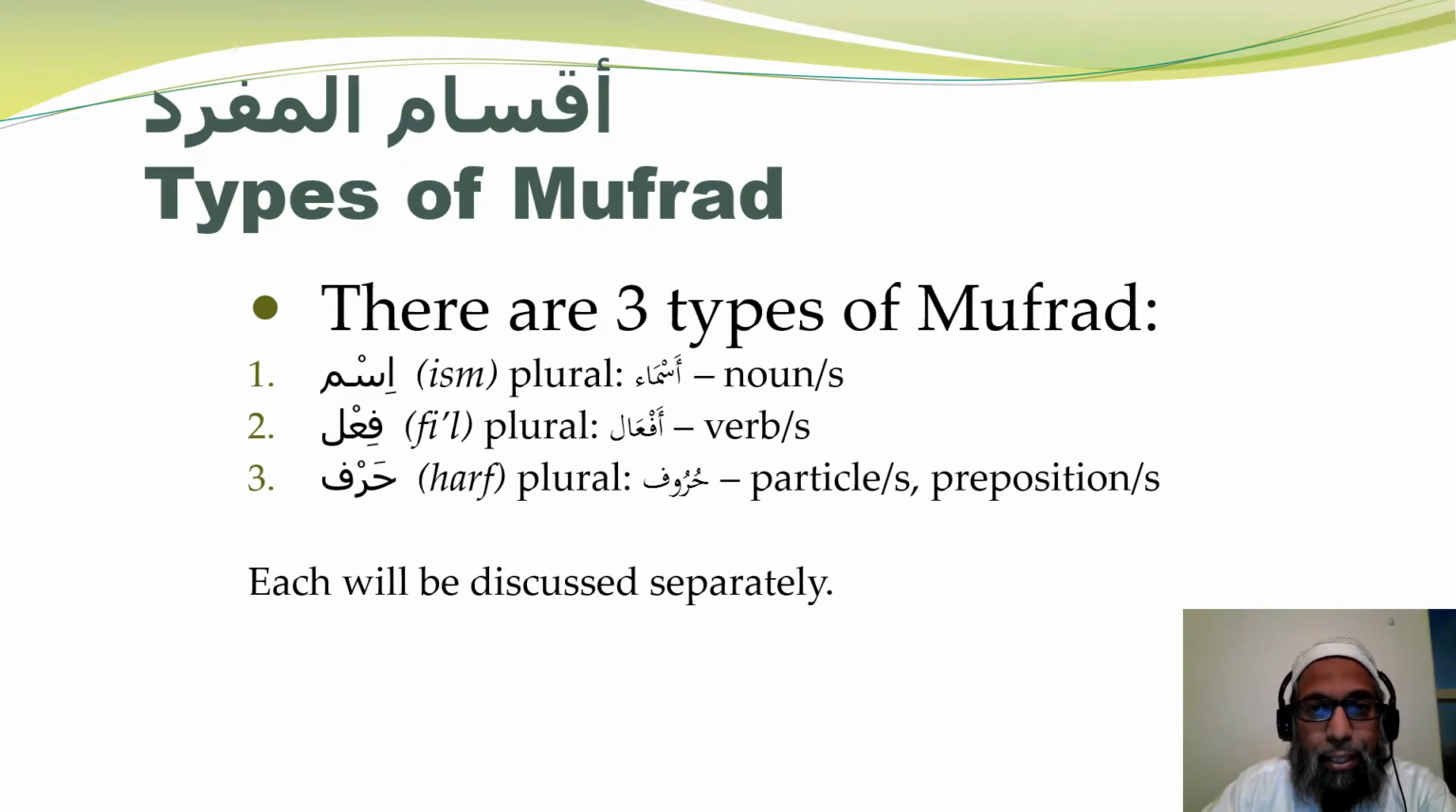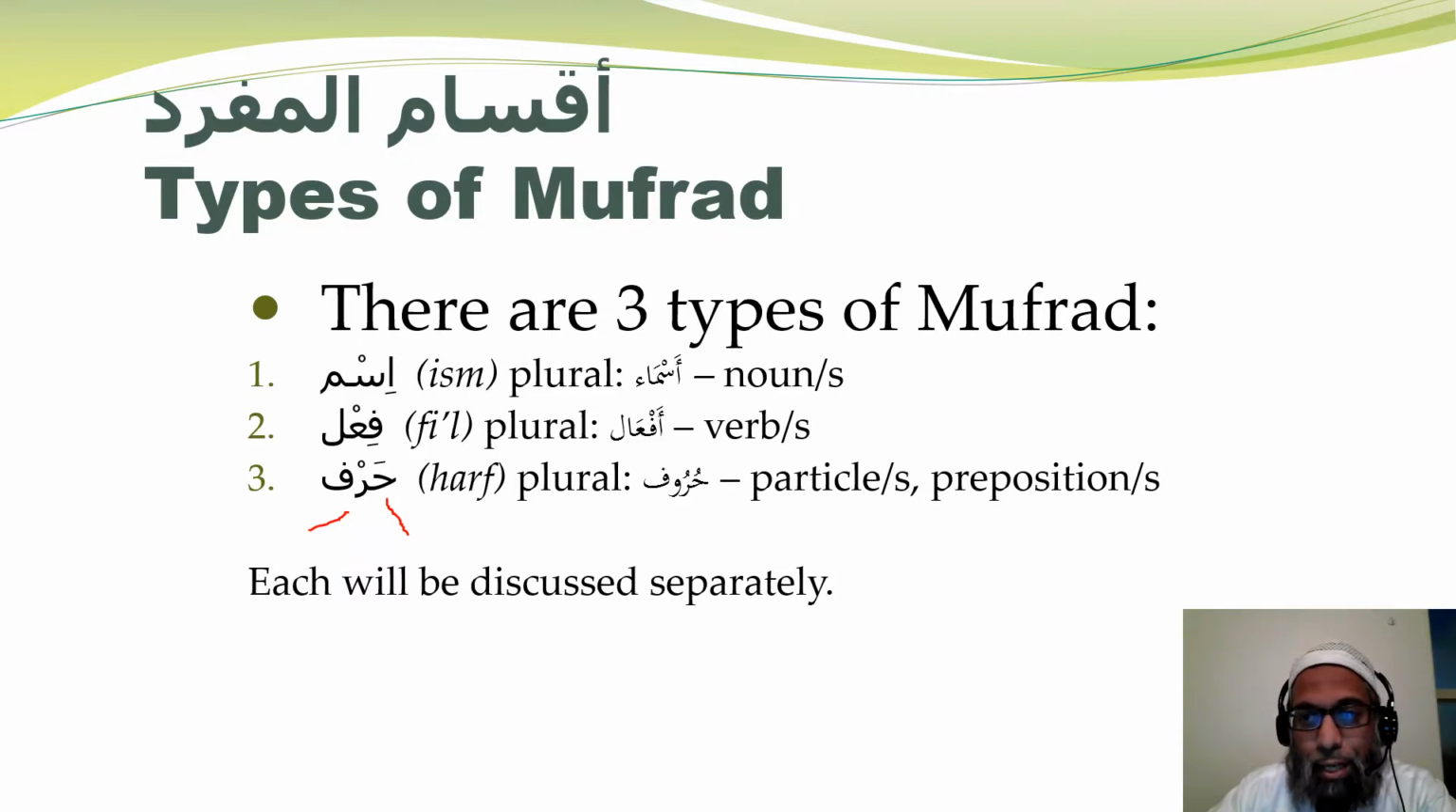In English, a particle is separate from a preposition. In Arabic, it's one and the same. It's basically a harf. And then later on, they branch out into categories. So you have particles and then you have prepositions, whereas in English, particle is separate, preposition is separate from the beginning. So these are the three main parts of speech.